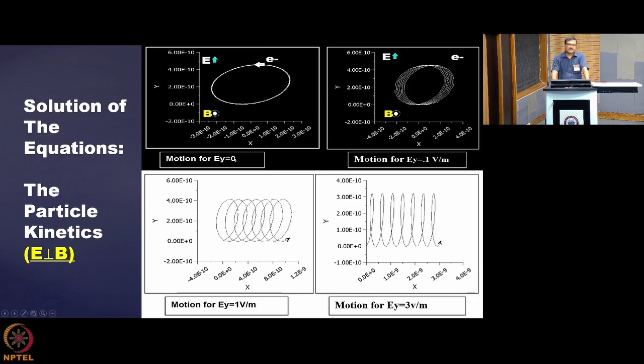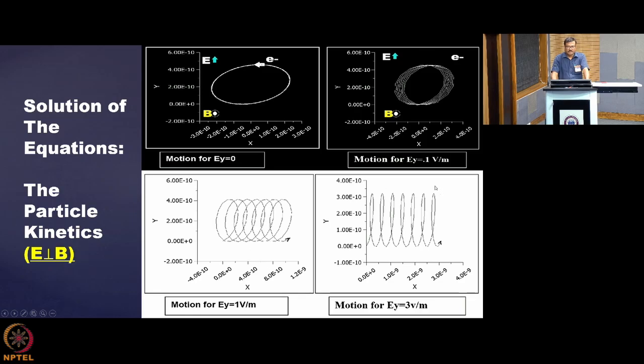When the electric field is 0, this is exactly the case we studied in the first class on plasma particle kinetics in orbit theory, that it just makes an orbit. Now I have introduced a little bit of electric field, 0.1 volt per meter, in the y direction, and you have seen that the orbit started drifting, but because the electric field is very small, the orbit is drifting very slowly here.